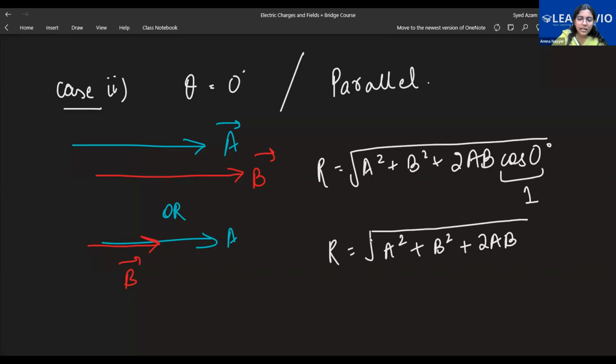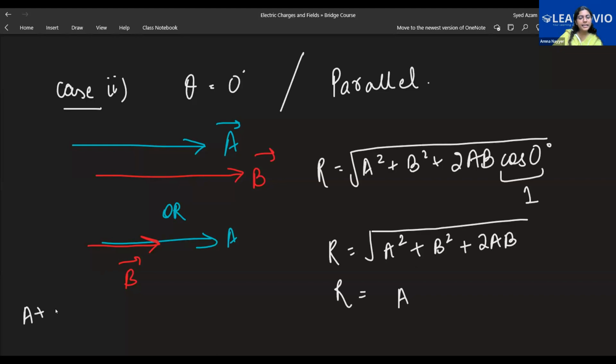Just ignore the root. Can you see an identity here? Is there any identity here? Forget the root. A square plus b square plus 2ab. Is it related to any of the identities? Which identity does it match? A plus b whole square.